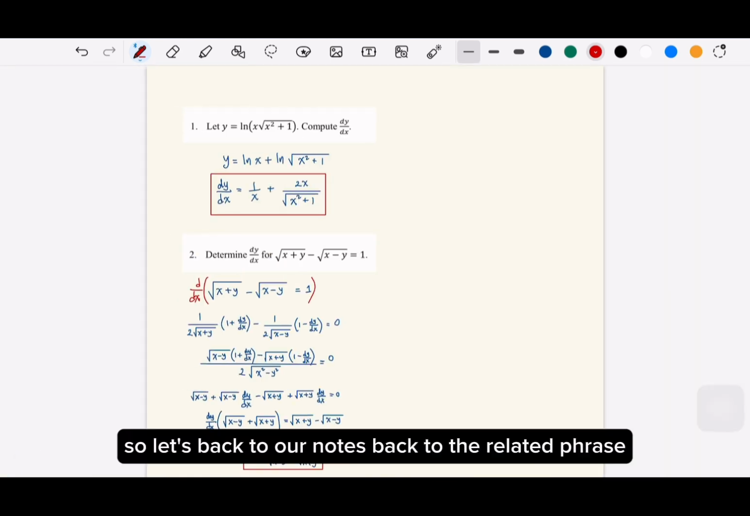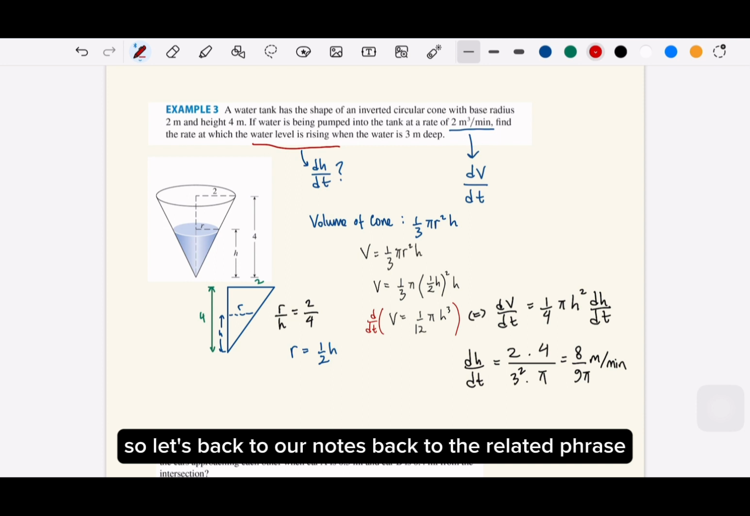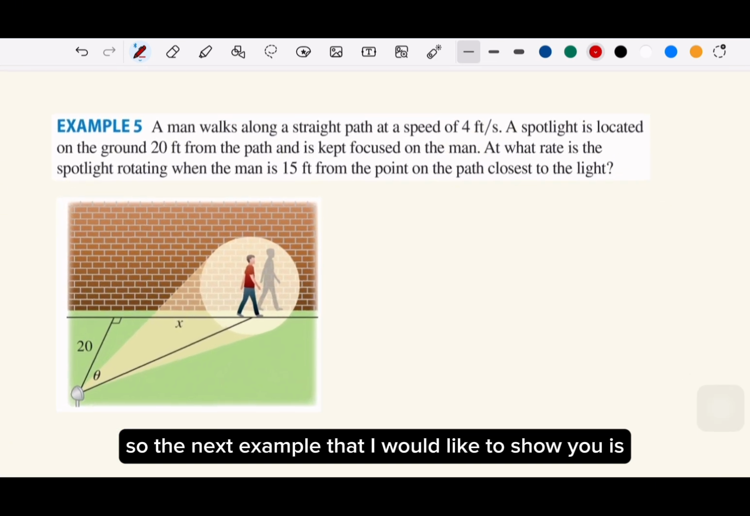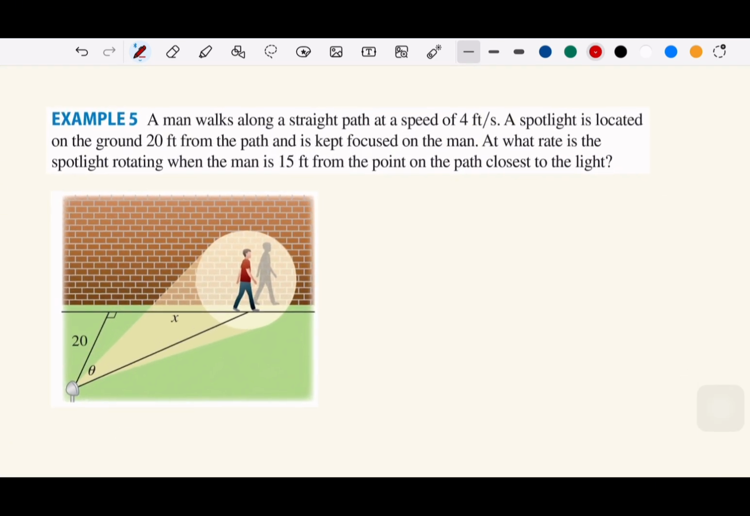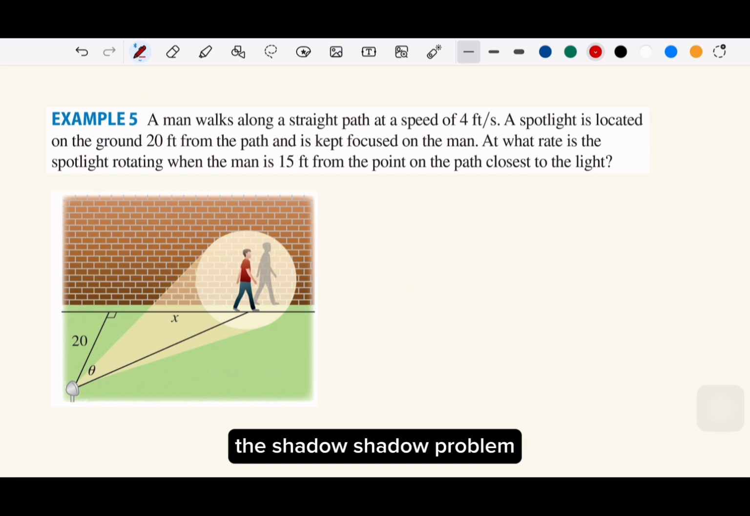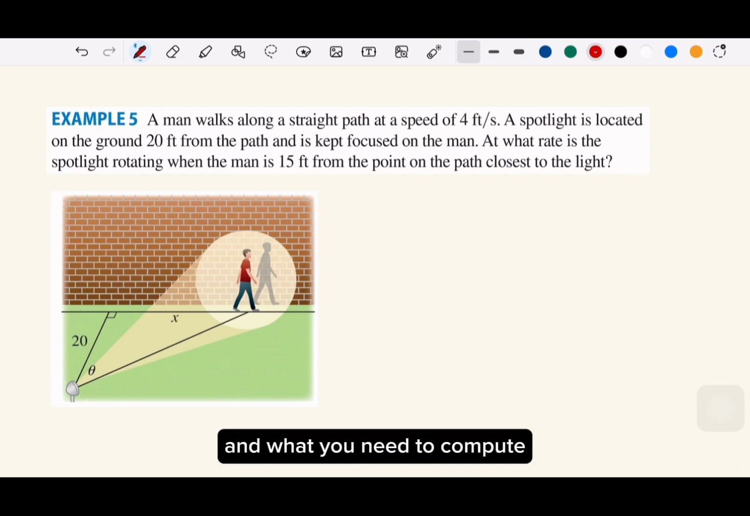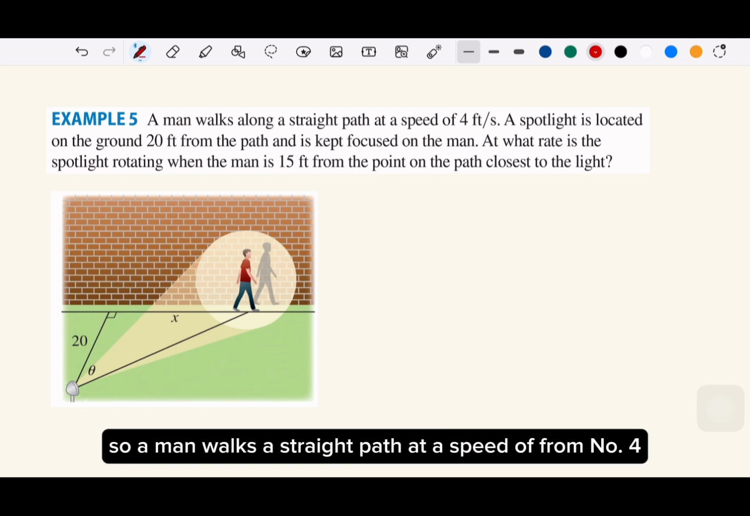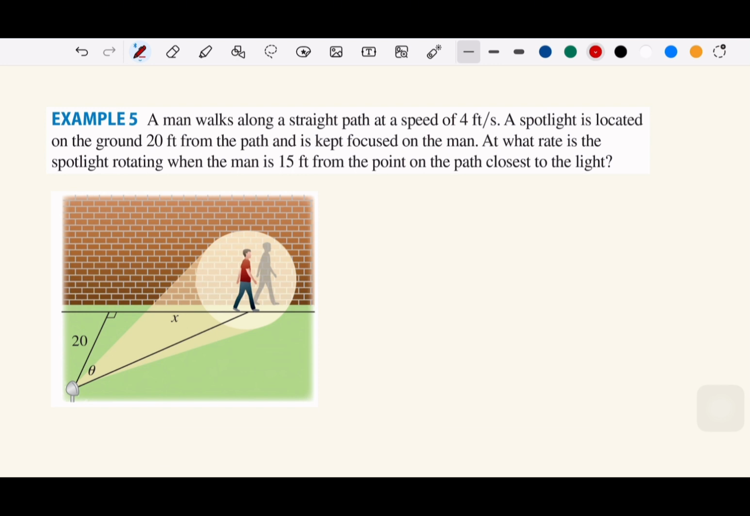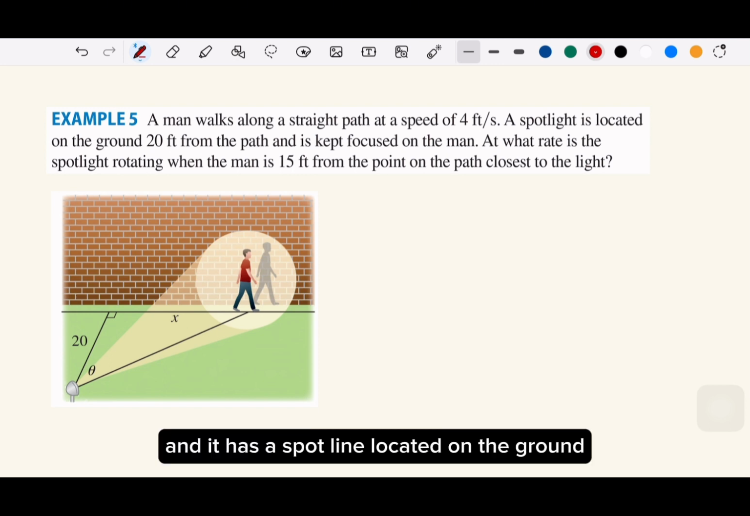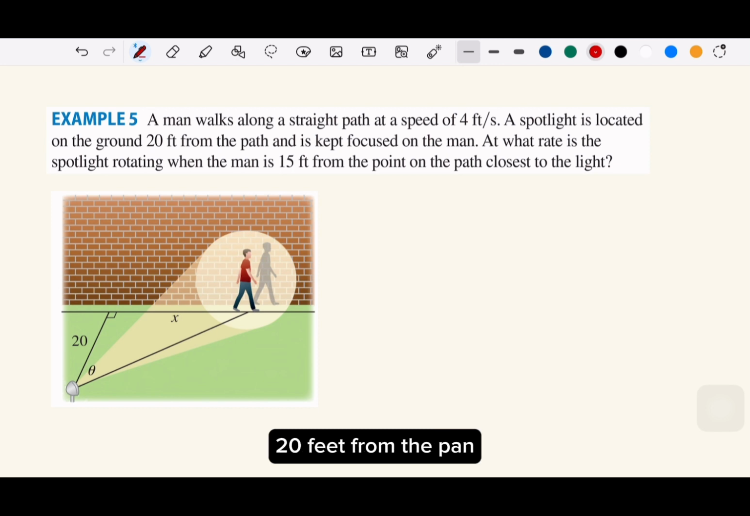So let's go back to our notes. Okay, back to the related rates. So the next example that I would like to show you is the shadow problem. A man walks. I give you this illustration to help you visualize what is happening and what you need to compute. A man walks a straight path at a speed of 4 feet per second, and he has a spotlight located on the ground 20 feet from the path.